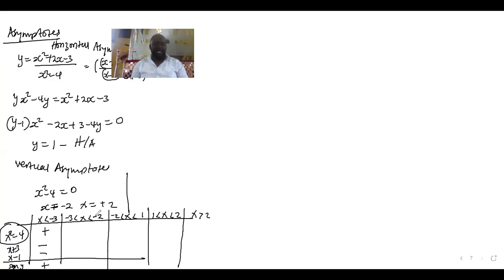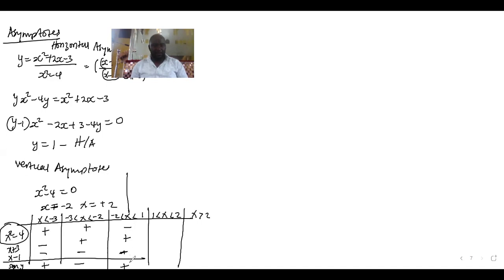Between negative 3 and negative 2, you get something which is positive here. Actually, no, it's not positive. You pick a value, negative 2.5. When you square it and subtract, you get a positive. Then negative 2.5 gives you a negative, so you get a negative. Zero, negative, positive, positive, negative.